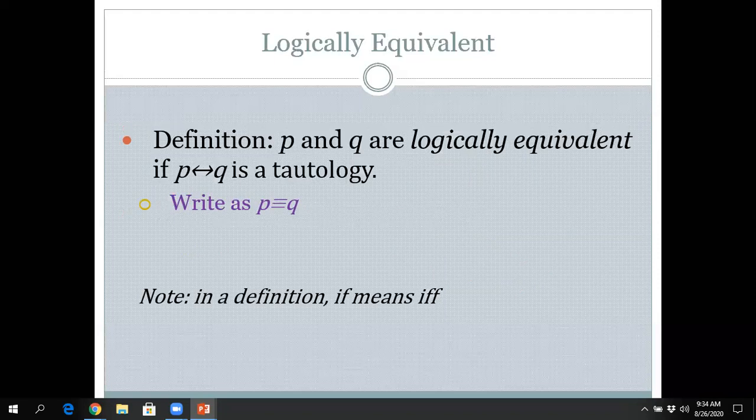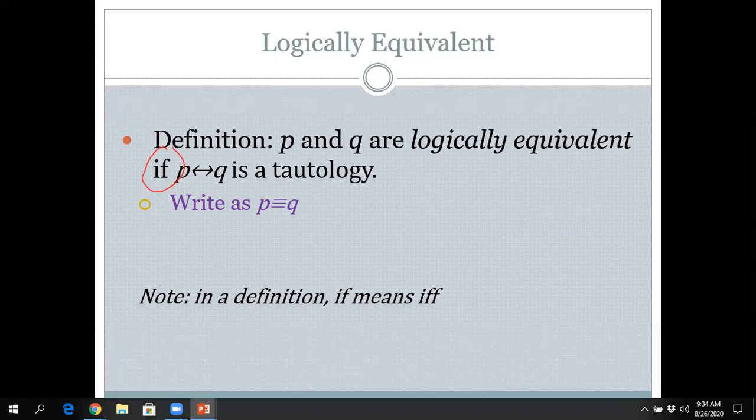So you write it as P triple equals Q. That means logically equivalent to Q. By the way, if you're in a definition, so I mean, we're trying to be really logically precise here. Notice I said if right there. You know what I mean?